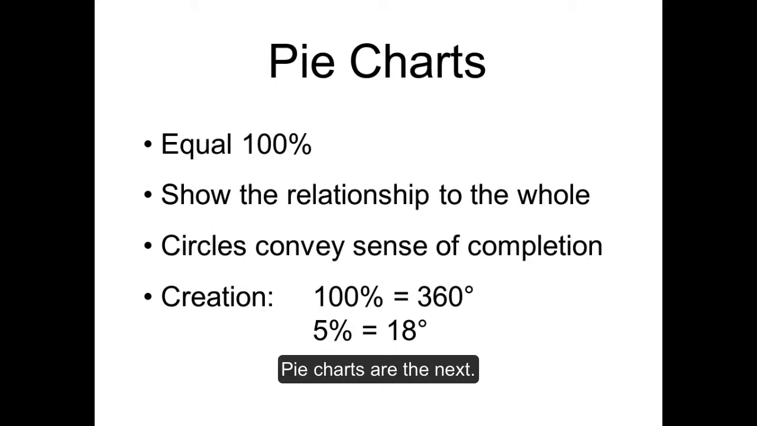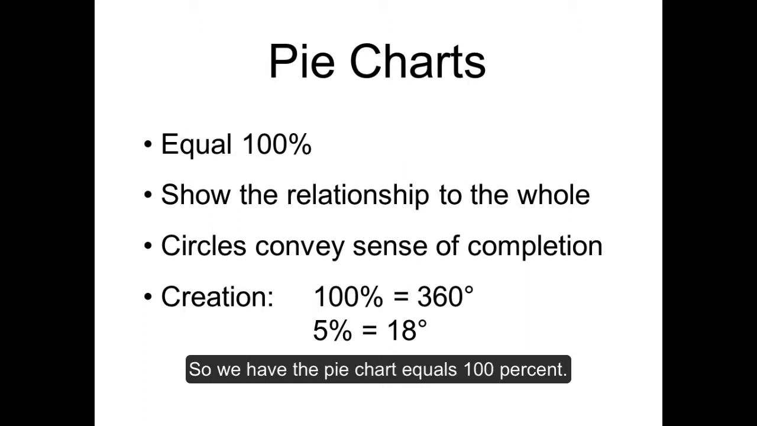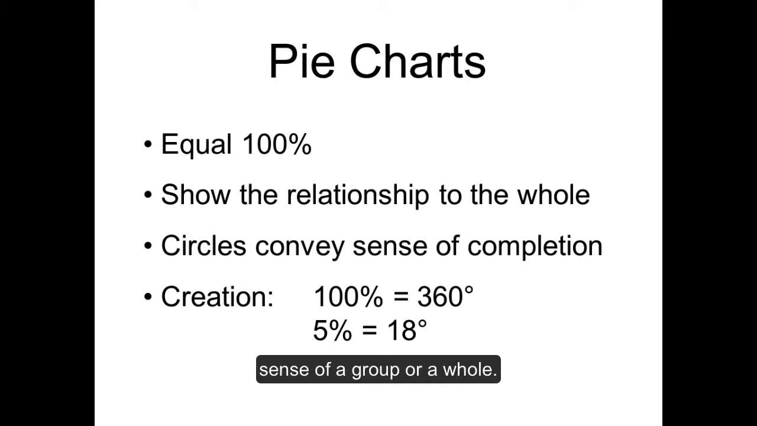Pie charts are the next, and pie charts do a percentage. So we have the pie chart equals 100%. When we do this using pie charts, it shows more of that relationship to the whole, because circles convey that sense of completion, a sense of a group or a whole. So that's what pie charts really excel in.